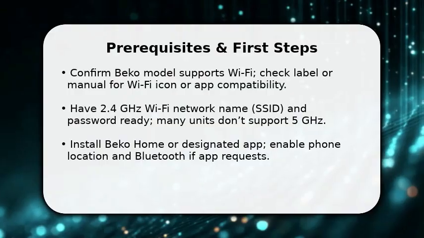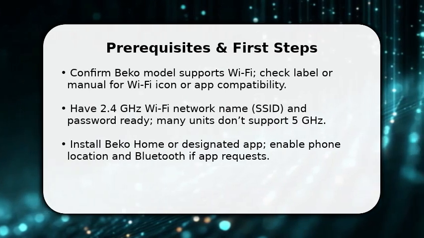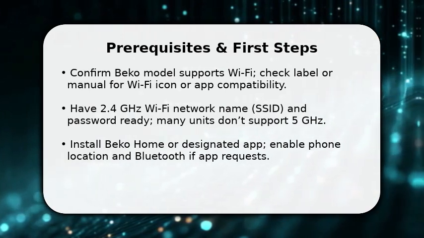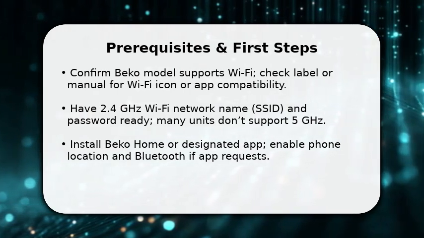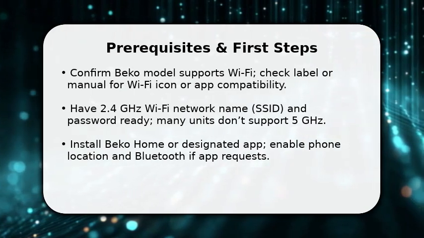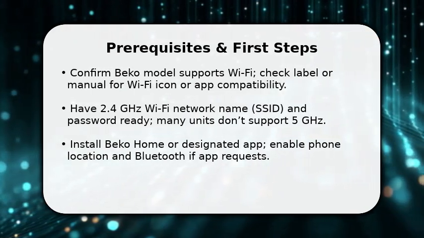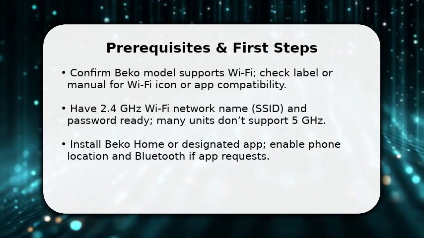Enjoy the video. You start by confirming your Beko unit supports Wi-Fi and that you're on a 2.4 GHz network. This matters because many units won't see 5 GHz. Next, open the Beko Home or designated app and create or sign into your account. Once done, grant the app location and Bluetooth permissions if prompted so it can discover the air conditioner.